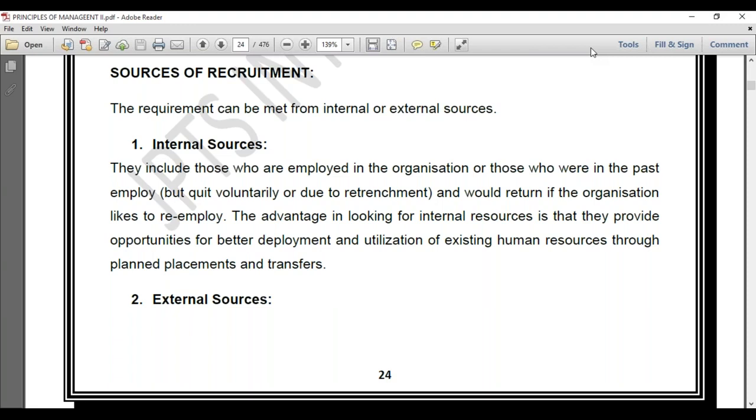People you have in your database, people you have done one thing or the other with in the past, which you are still keeping in your database. So the advantage of employing internally is to make sure that continuity in the workplace is maintained.